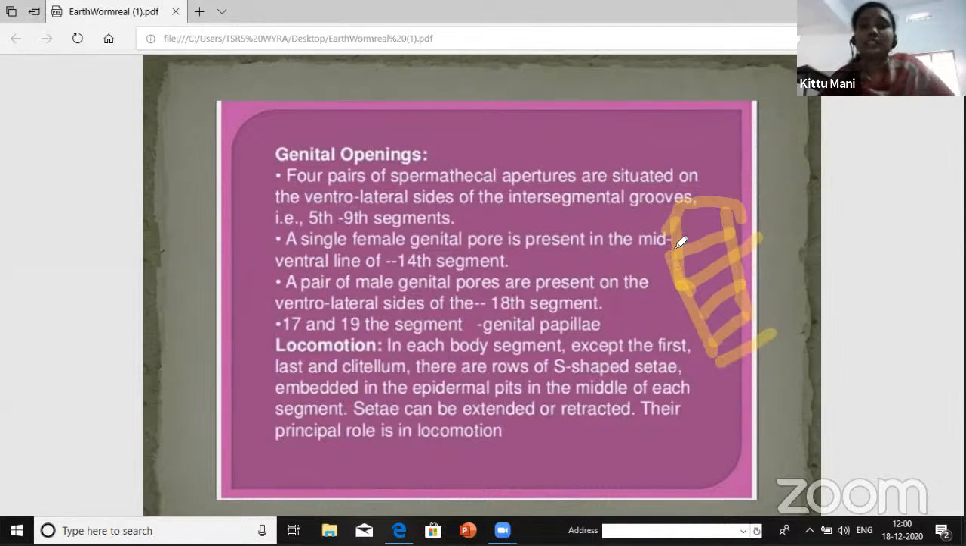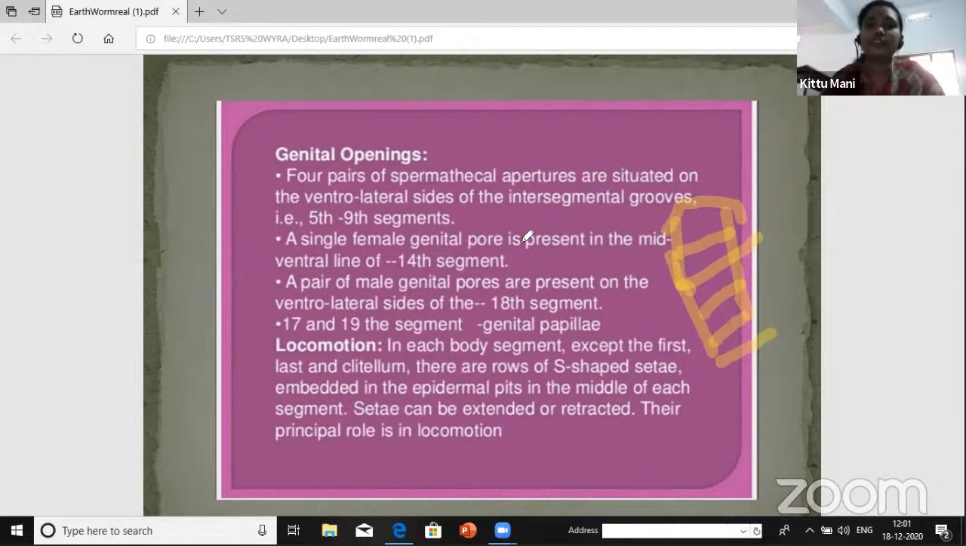Here, this is dorsal, this is ventral. But what do we learn here? Ventrolateral side means not a particular ventral region, not a particular lateral region, but here we will observe the spermathecal apertures. We will learn this purely in the reproductive system.